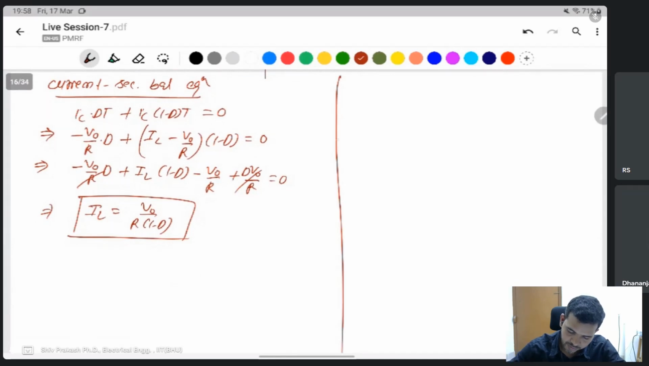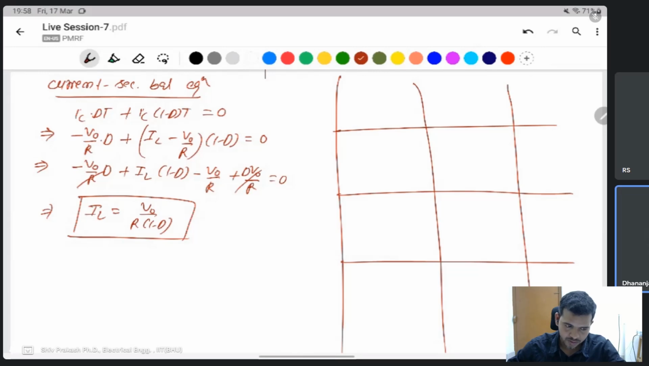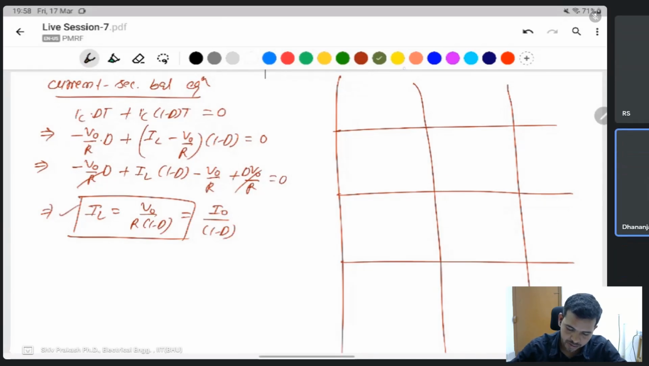Draw it as a form. So IL is equal to V naught divided by R into 1 minus D. So V0 by R, we can take as I0, the same as this one, the output current. So I0 divided by 1 minus D, isn't it? Yes. This is the average current of the inductor. Okay.